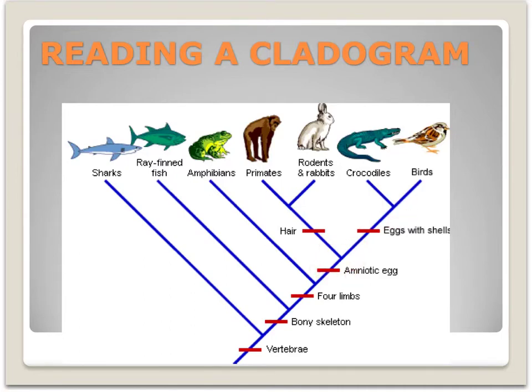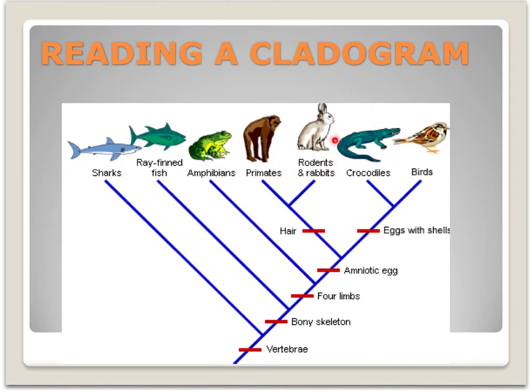Traits in a cladogram are cumulative, meaning that a certain organism has all the traits of organisms that came before it. So in this case, amphibians have 4 limbs, a bony skeleton, and vertebrae. Those 4 limbs, bony skeleton, and vertebrae are also shared by anything that comes after amphibians evolutionarily.